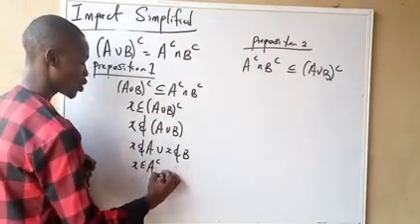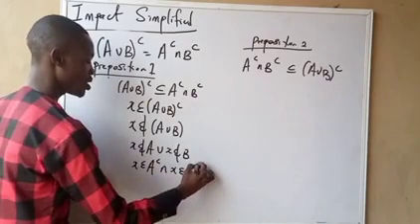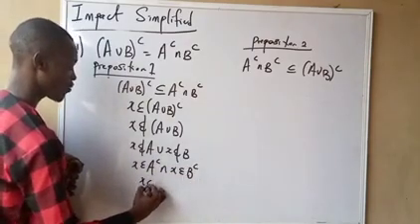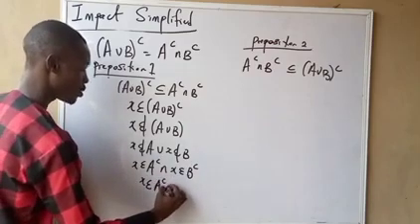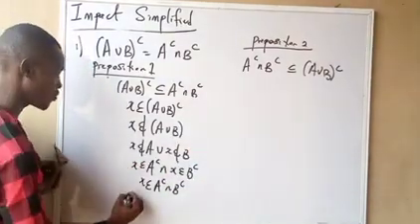That will give us X is an element of A complement intersection X is an element of B complement. And what do we have? X is an element of A complement intersection B complement. And that is what they ask us to prove.